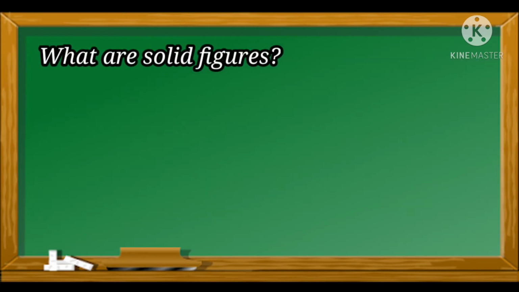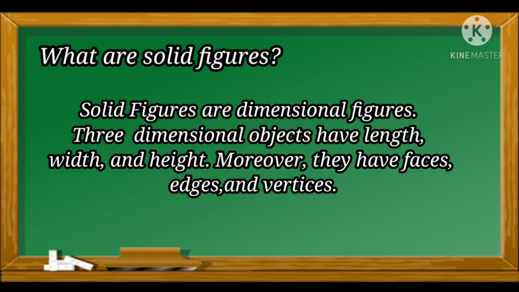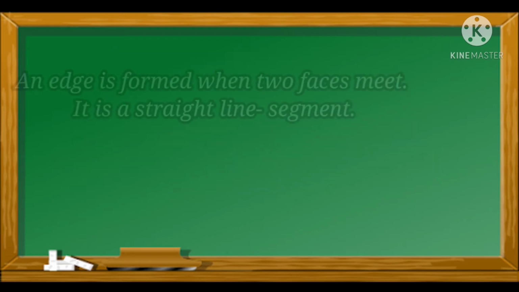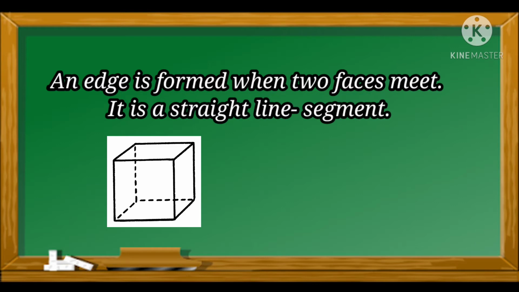What are solid figures? Solid figures are three-dimensional figures. Three-dimensional objects have length, width, and height. Moreover, they have faces, edges, and vertices. An edge is formed when two faces meet. It is a straight line segment.